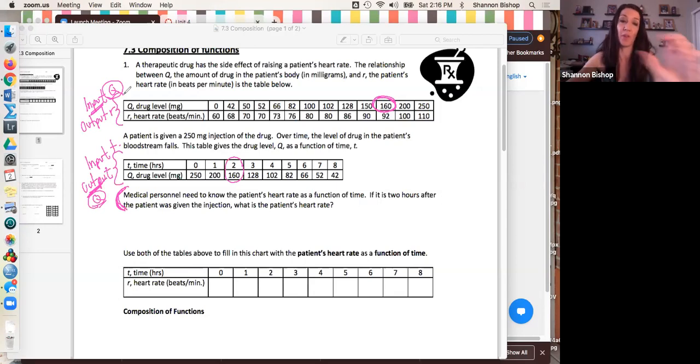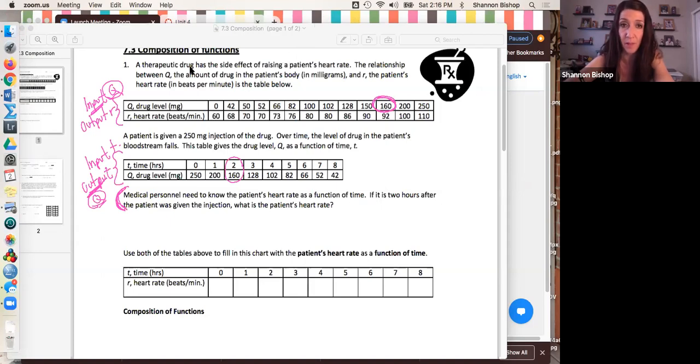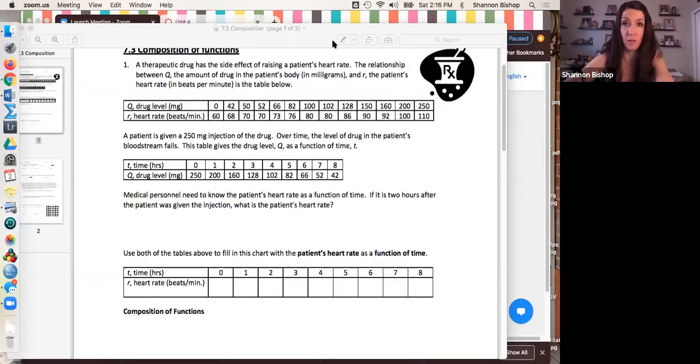You had to look at the Q of T function first, input T, output Q. Now you're holding the output of Q in your hands, but then you take that Q and you plug it back in to the first table. So you totally did a composition of functions when your eyeballs took you through that process. Now, let me go back to my whiteboard.